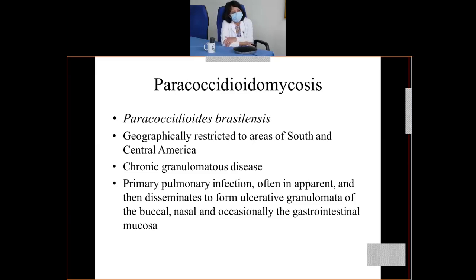So the mode of infection again is the pulmonary infection. It may be asymptomatic in such individuals, but when it disseminates, it forms ulcerative granulomas of the different parts, like the buccal mucosa, the nasal mucosa, and occasionally the gastrointestinal mucosa.